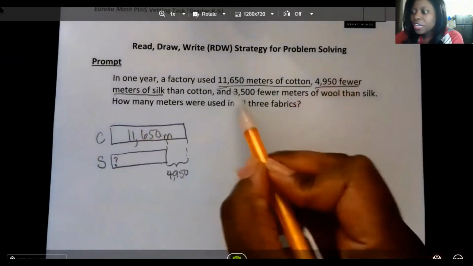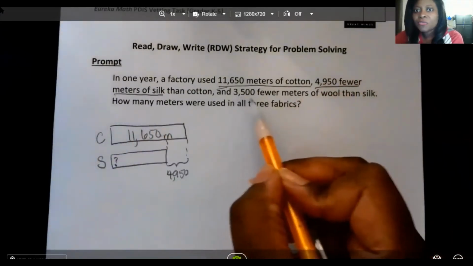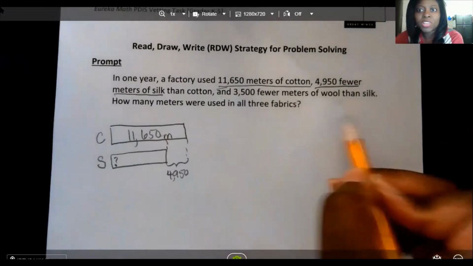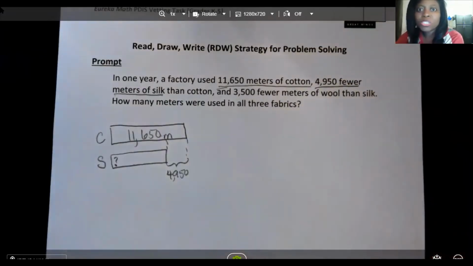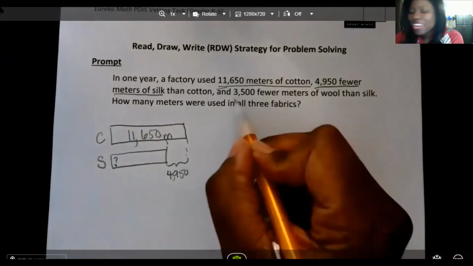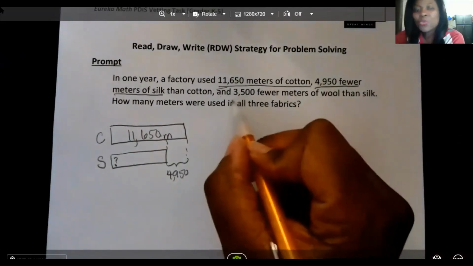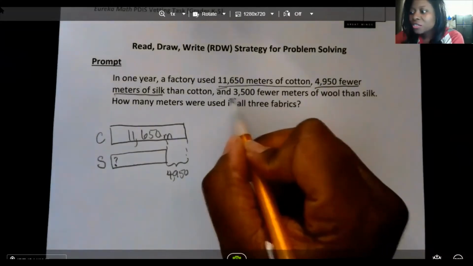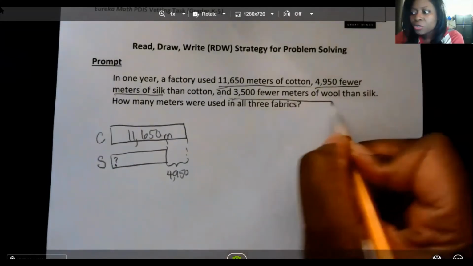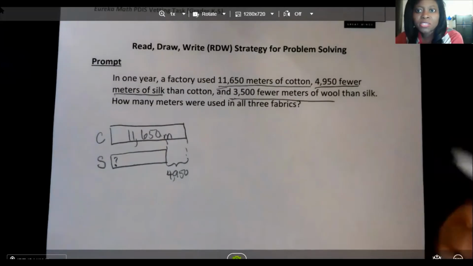Let's continue reading. And 3,500 fewer meters of wool than silk. Okay, same questions. What do you see? What can you draw? In the chat. Excellent. You all are getting good at this. So we saw 3,500 fewer meters of wool than silk.